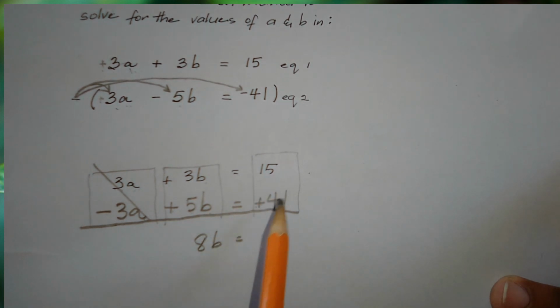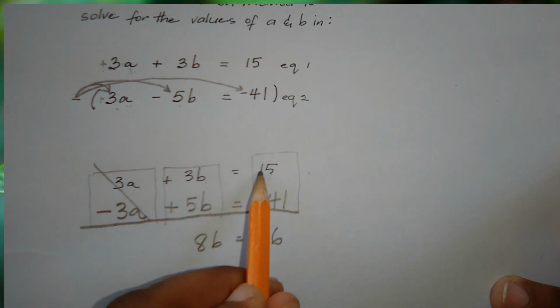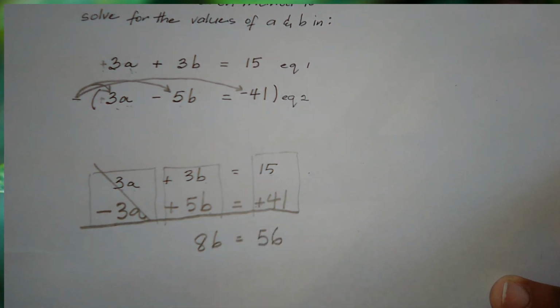So you have 15 plus 41. 5 and 1 will give us 6. And 1 and 4 will give us 5. Easy. So all we have to do now is to solve for b.